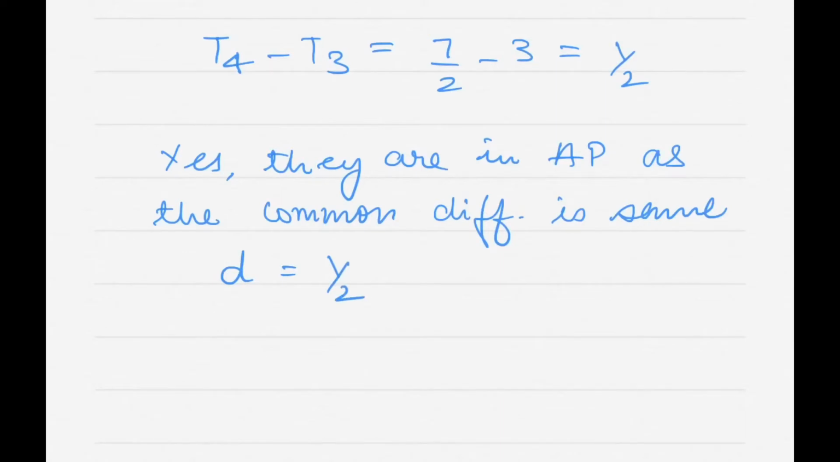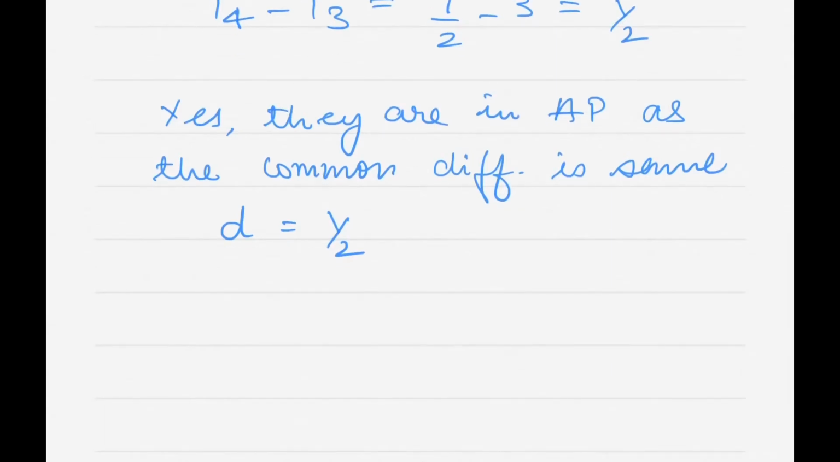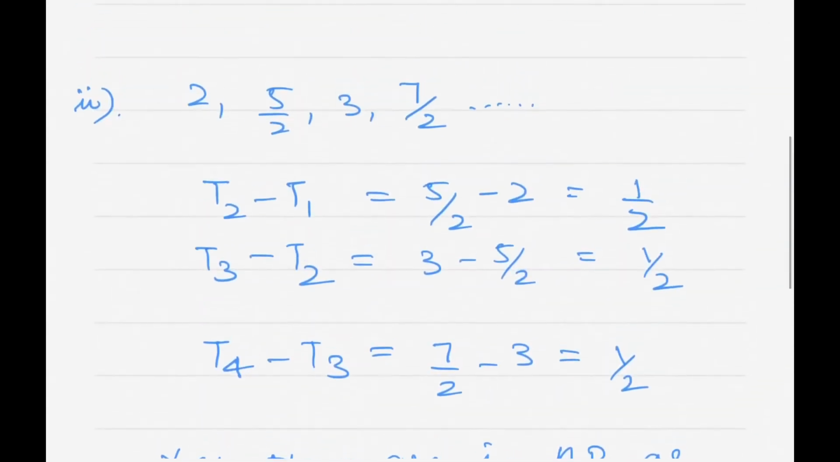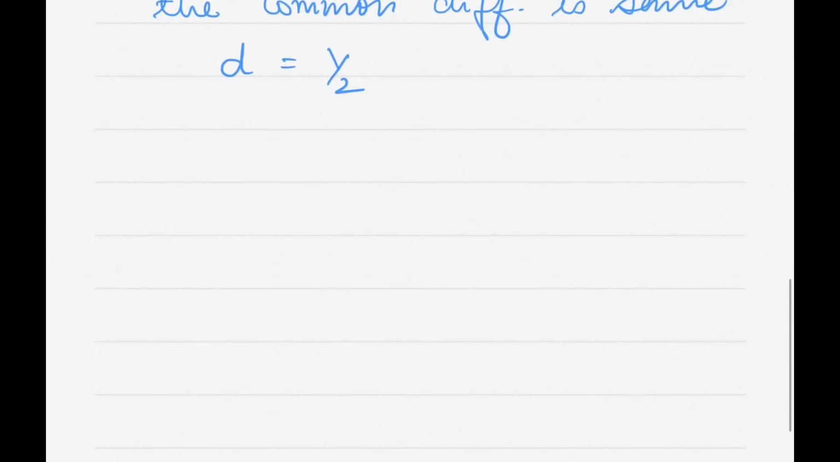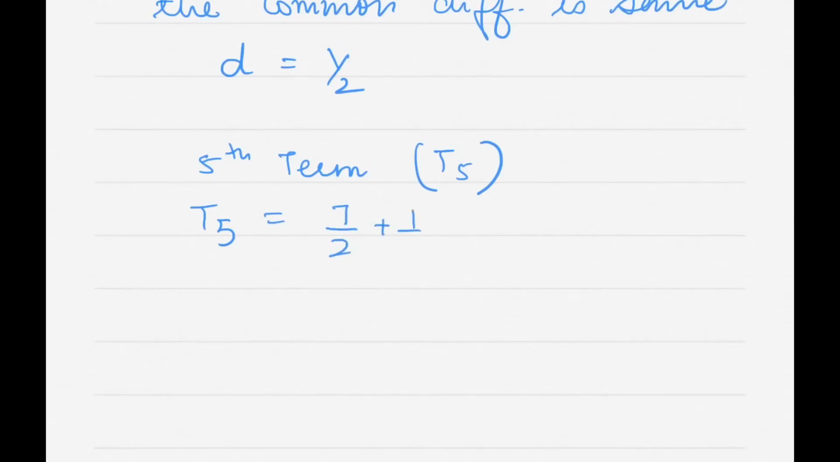We have already figured it out everywhere. And the next 3 terms I have to write down. I had been given terms till 7 by 2, so 4 terms are given. Now I can write down the 5th term, or I can write T5 also. So T5 will be equal to, what was my last term? 7 by 2 plus half.